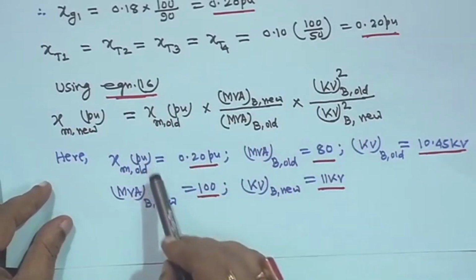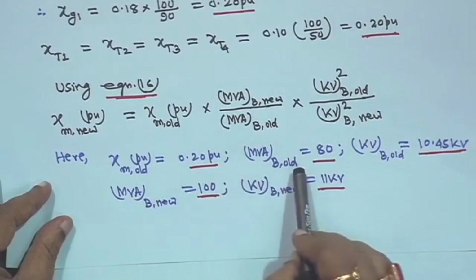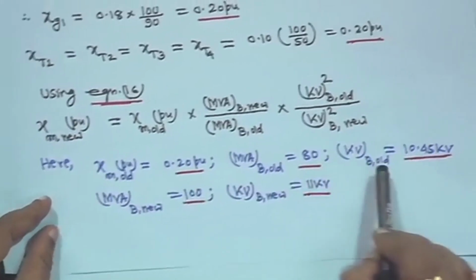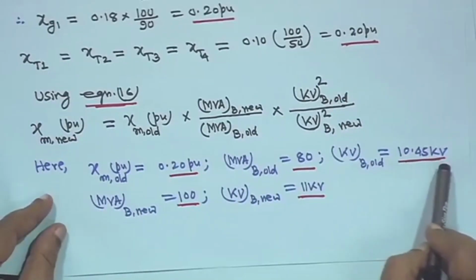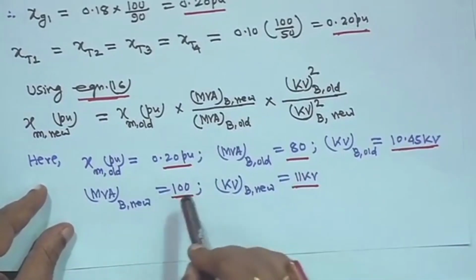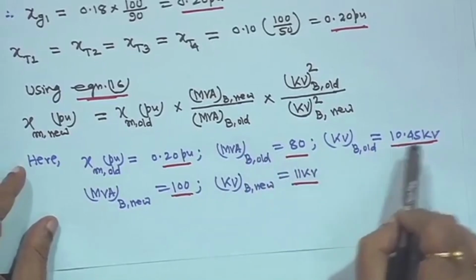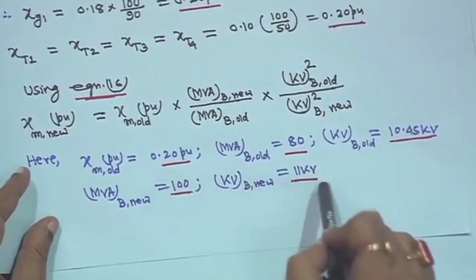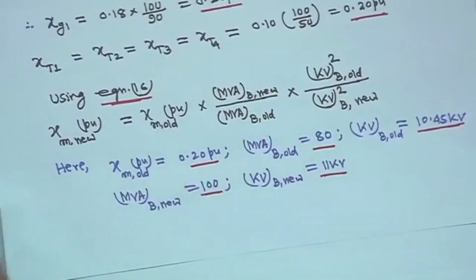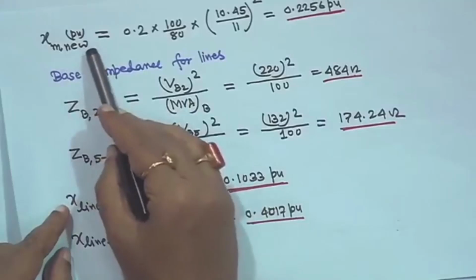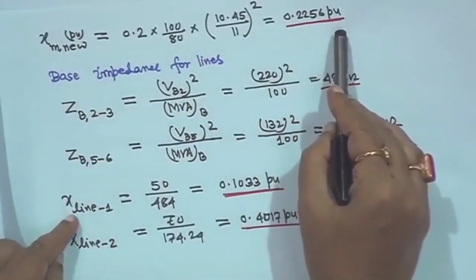Now, using equation 16, the same new and old relationship: XM old per unit is 0.2 per unit, MVA base old is 80, kV base old is 10.45 kV, MVA base new is 100, and kV base new is equal to 11 kV. All these things are given before. One by one you put them in, and you will get XM new per unit 0.2256 per unit.